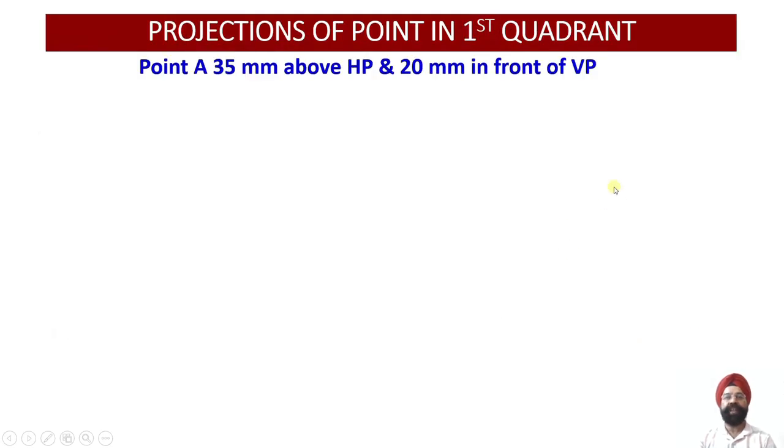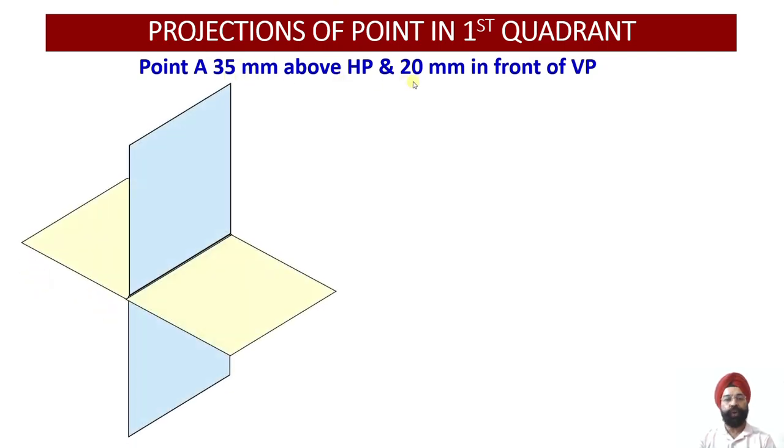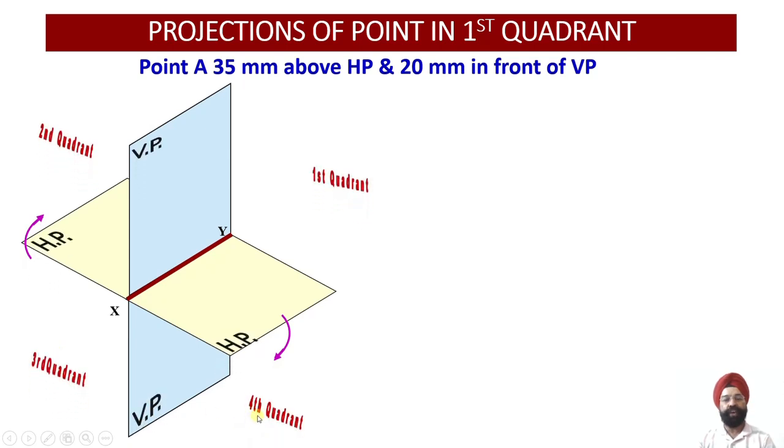So let us start with the projections of the point A which was lying in the first quadrant. To begin with, we are going to see how we can go about representing this point onto the 3D plane. So these are the 4 quadrants. As we already know, this is quadrant number 1, this is quadrant number 2, this is quadrant number 3 and this is my 4th quadrant.